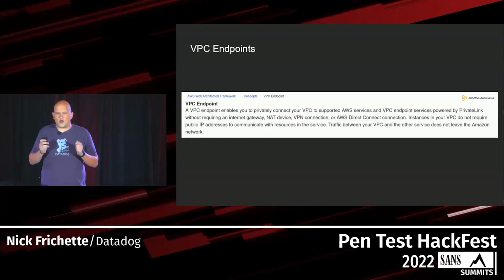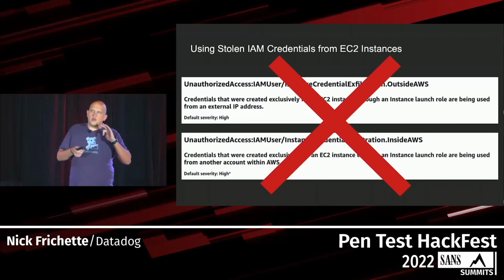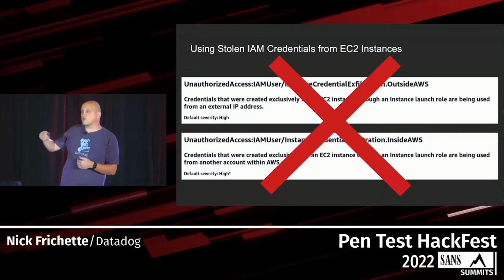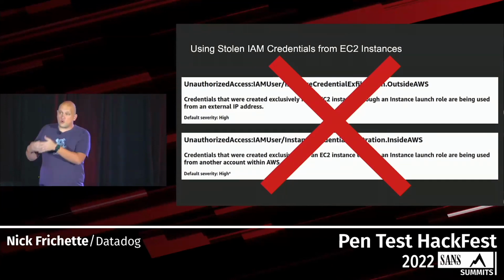Now, the neat thing about VPC endpoints is that A, they don't go out via the public internet, so that outside AWS thing is completely not an issue. But B, I don't think we have a specific reason as to why this occurs. We don't, at least from the outside, I'm sure some folks inside AWS could tell us. But as far as we can tell, no matter what API call you make, as long as you route it through a VPC endpoint, it does not trigger the inside AWS GuardDuty alert. And so this can be a way that we can use stolen IAM credentials from an EC2 instance without getting caught.